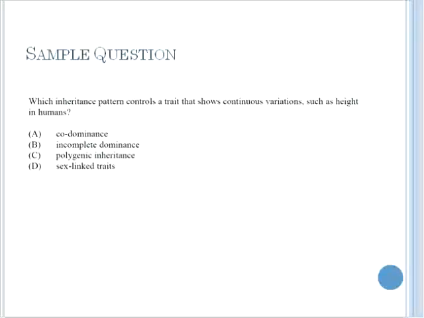This question asks what inheritance pattern controls a trait that shows continuous variation, such as height in humans. For the same logic, polygenic inheritance would be the correct answer.